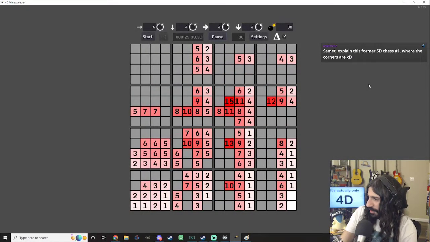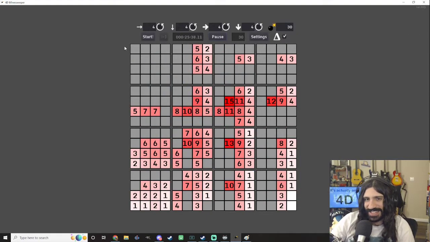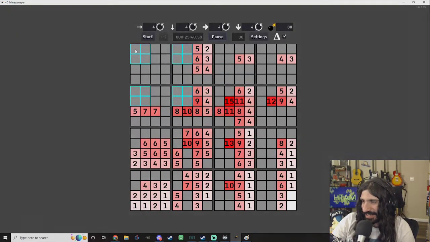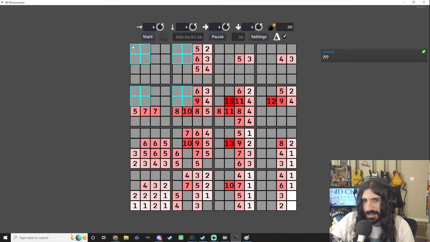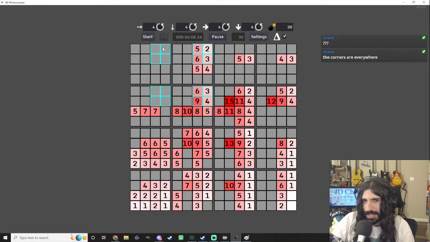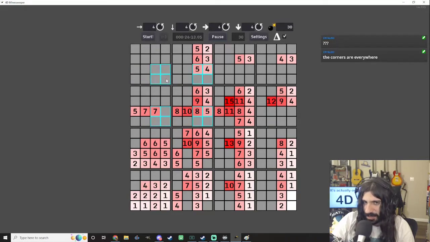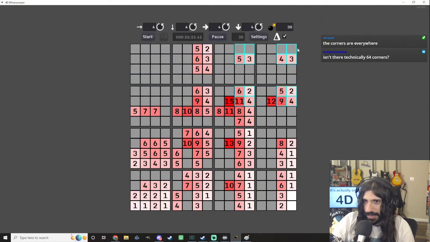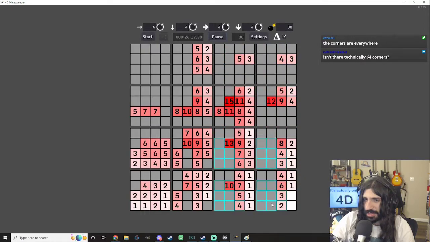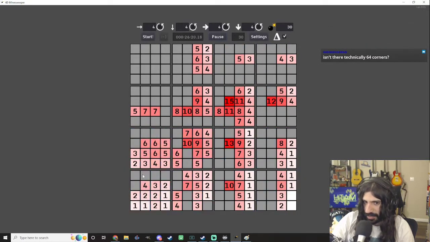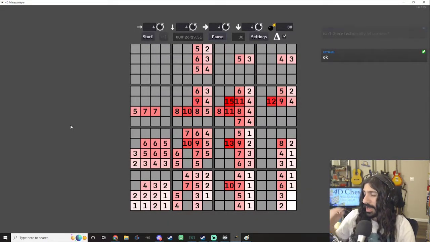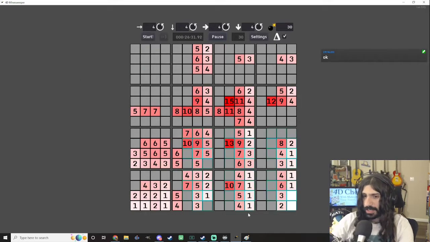Sumet, explain to this former 5D chess number 1 where the corners are. All right. Lexi, here are the corners. Listen to me. The corners are here, here, here, and here on this board, and on this board, and on this board, and on this board. So 4 times 4 is 16. Aren't there technically 64 corners? No, it's 2 to the 4 number of corners.